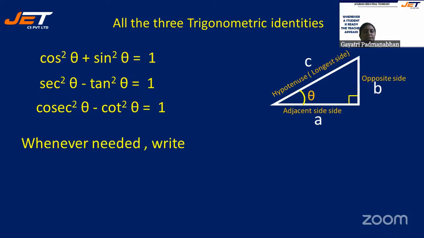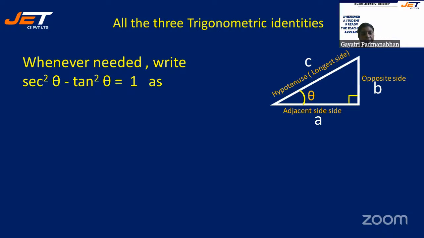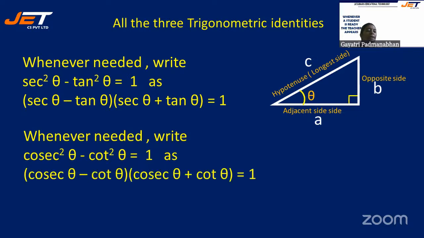Whenever needed, write secant square theta minus tan square theta is 1 in the form of a square minus b square, so a plus b into a minus b. Secant theta minus tan theta into secant theta plus tan theta is equal to 1. Likewise, whenever needed, we can write cosecant square theta minus cot square theta is equal to 1 as cosecant theta minus cot theta into cosecant theta plus cot theta is equal to 1.